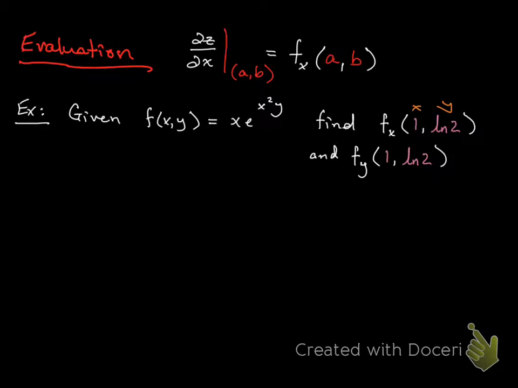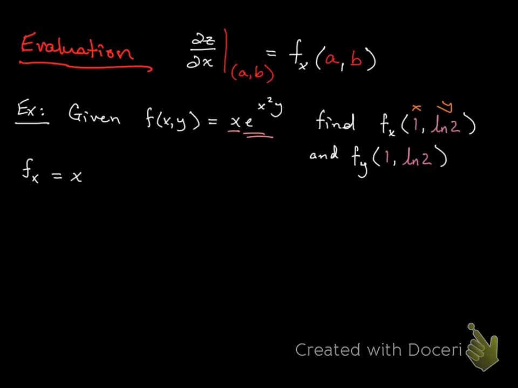Right? I'm going to take my partial with respect to x first. And when I look back at my function here, I see an x there, and I also see an x in my exponent of that exponential, right? I need product rule here. When I take a derivative with respect to x, when x is my variable and y is my constant, I've got two functions of x multiplied by one another. I need product rule. So that goes first, x times the derivative of the second, derivative of e to the x squared y with respect to x.